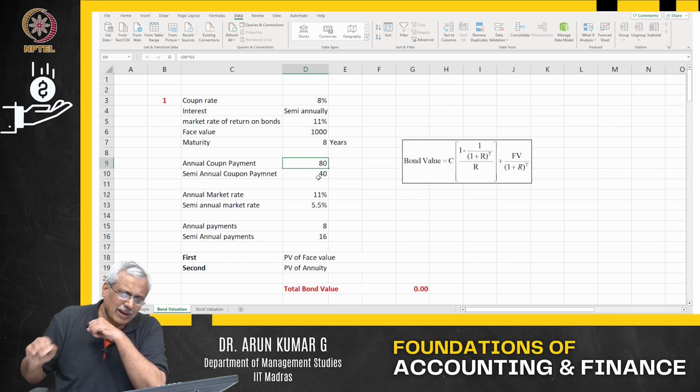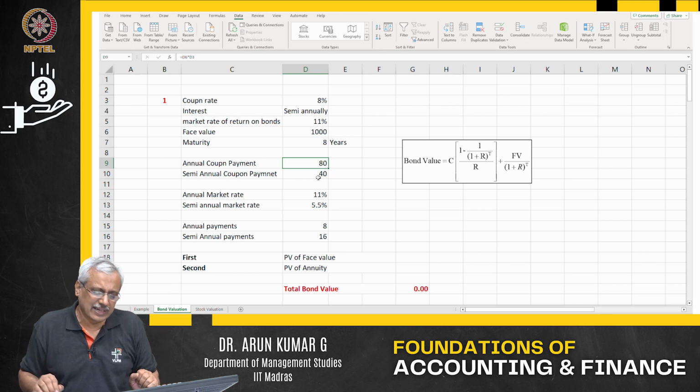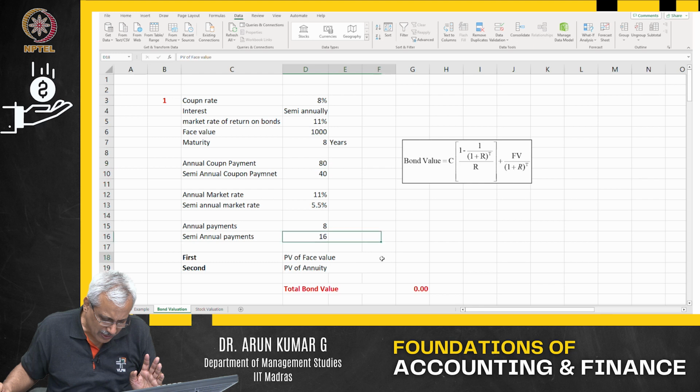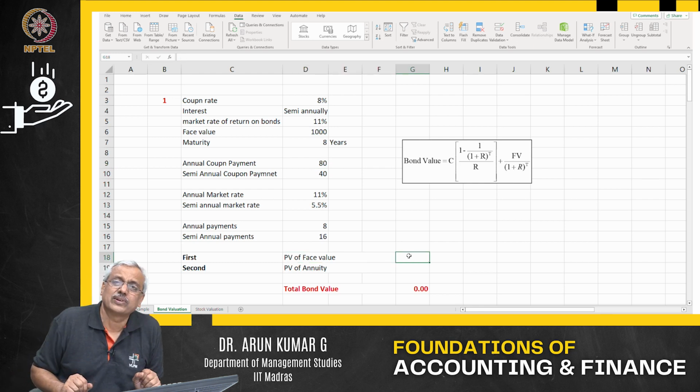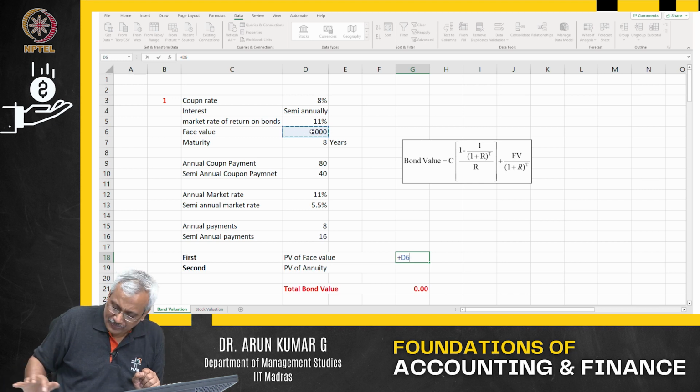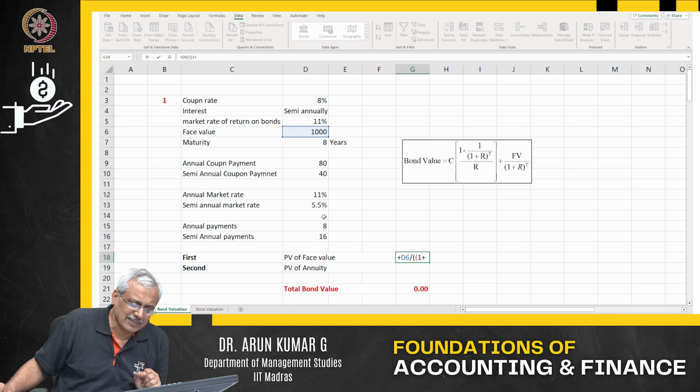So let us look at the market value of this bond. I am going to do it in both cases. I can use an Excel function, but I am not going to use an Excel function here. Let us calculate the value of this bond. First thing, the face value of the bond, which is what we talked about. Face value of the bond is $1,000. Present value of the face value of the bond is divided by 1 plus, please note, I am going to earn at the semi-annual rate of about 5.5%.